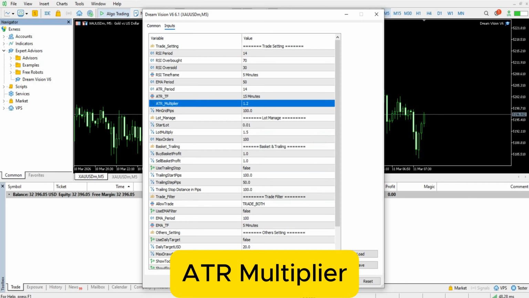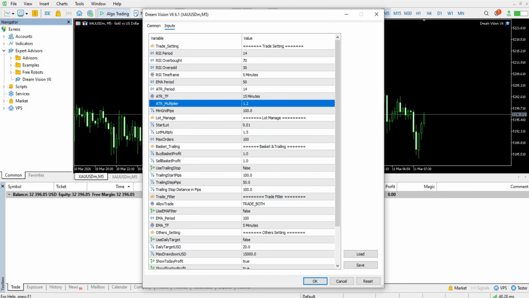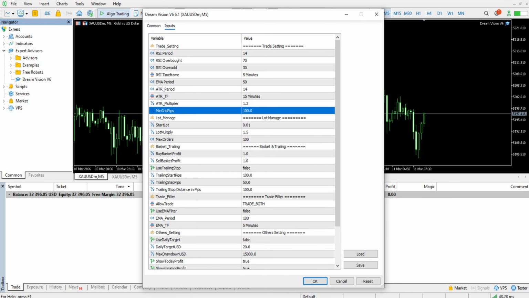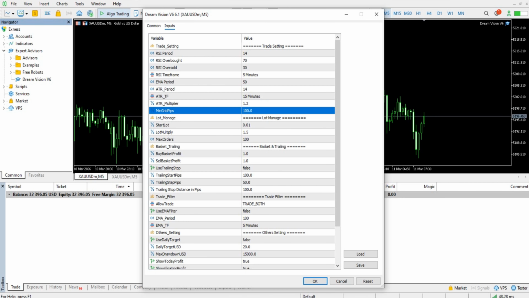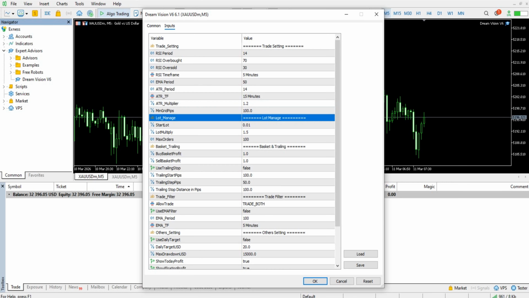ATR multiplier. The multiplier helps the EA adapt to different market conditions by adjusting spacing based on volatility. Minimum grid pips. This defines the minimum distance in pips between trades. It helps maintain proper spacing and prevents trades from being placed too close to each other.